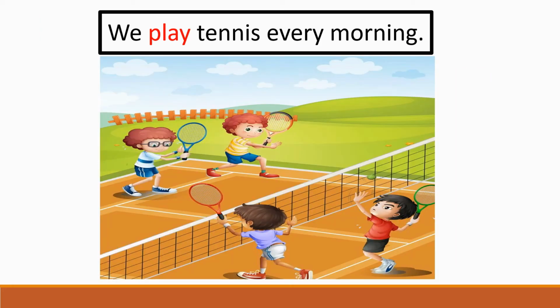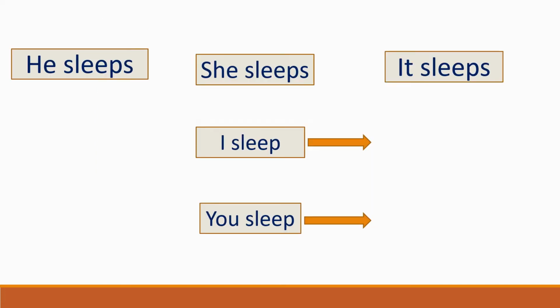Now student, let's see this sentence. We play tennis every morning. Here, we is a plural noun. That's why we have not added s or es to the verb, correct? And play is an action word. Very good, student.